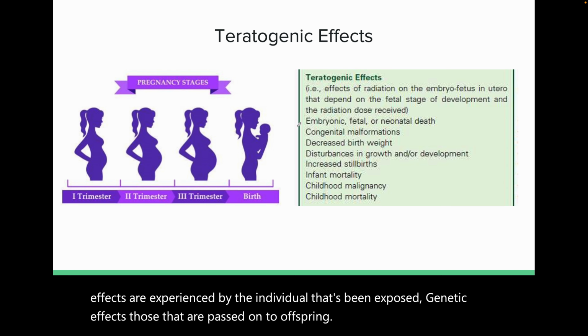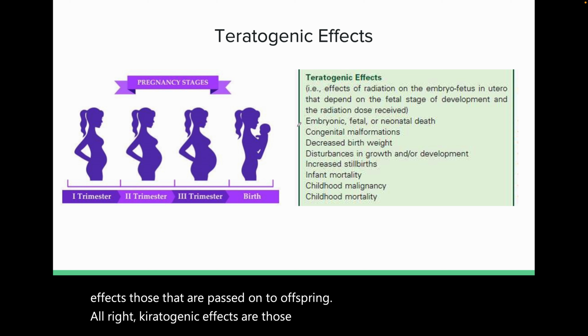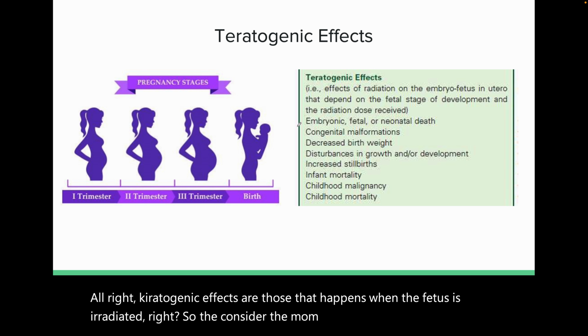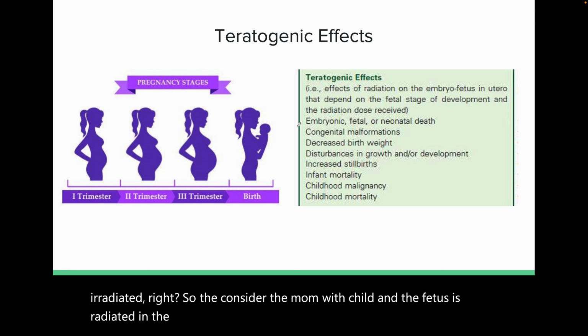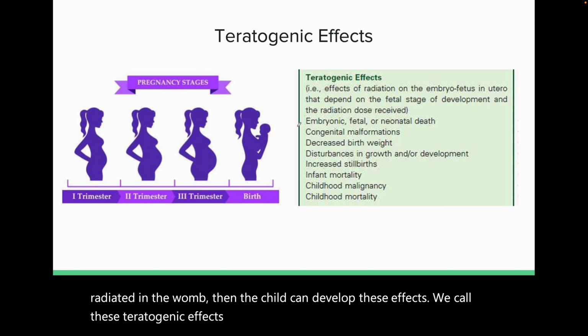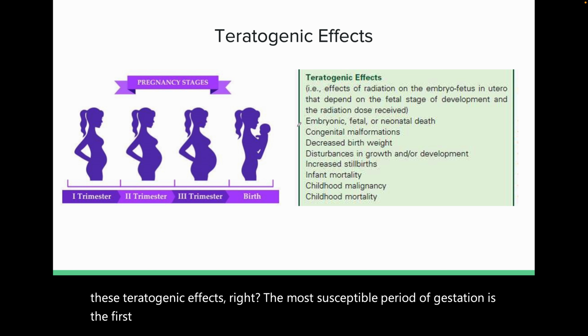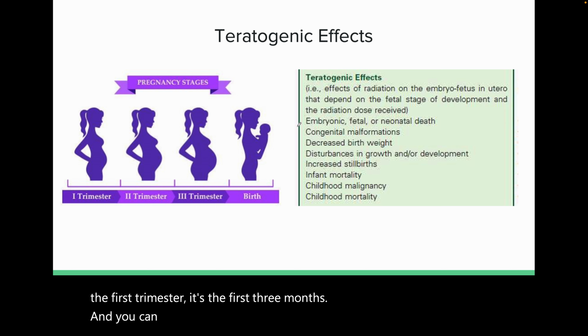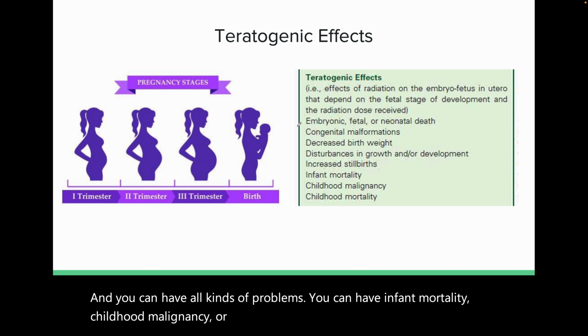All right, teratogenic effects are those that happen when the fetus is irradiated. So consider the mom with child, and the fetus is irradiated in the womb. Then the child can develop these effects, and we call these teratogenic effects. The most susceptible period of gestation is the first trimester. It's the first 3 months. And you can have all kinds of problems. You can have infant mortality, childhood malignancy, or congenital malformations, decreased birth weight, and all kinds of stuff can happen.